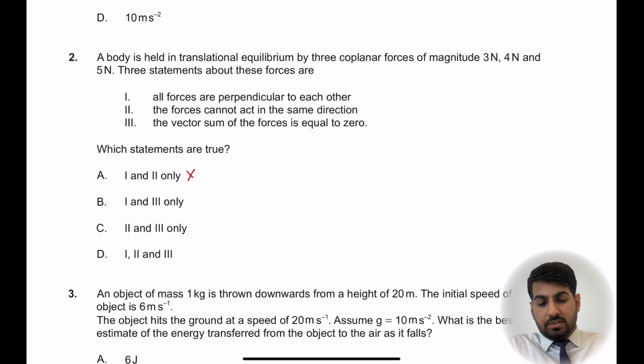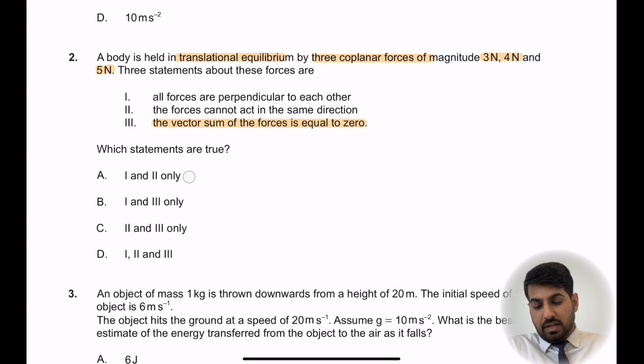Now for the second question, if you see, they are asking for a translational equilibrium by three coplanar forces of magnitude 3, 4 and 5 Newton. We have to see which statements are true. Now equilibrium means the net force is 0. So option number 3 has to be correct.